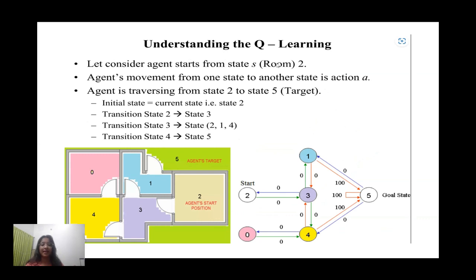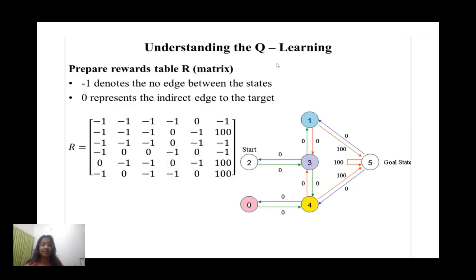Let's consider the agent starts from state S, which is room 2. The agent's movement from one state to another state is action A. The agent is traversing from state 2 to state 5. The initial state is equal to the current state, that is state 2. Transition from state 2 gives state 3. Transition from state 3 gives state 2, 1, or 4, and state 4 gives state 5, as seen here below.